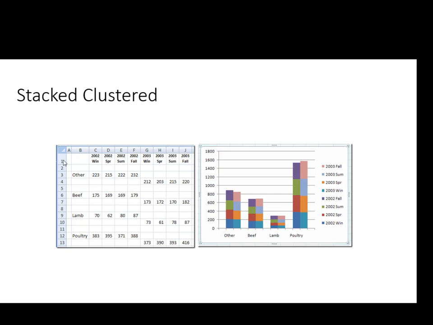This is an example of a stacked clustered graph that is not in the main list of charts in Excel, and I have to use empty cells and rearrange them this way to be able to come up with the stacked clustered column showing, with time, the difference in consumption of poultry, lamb, beef and other types of food, as you can see.